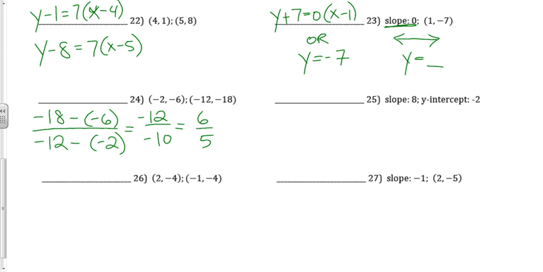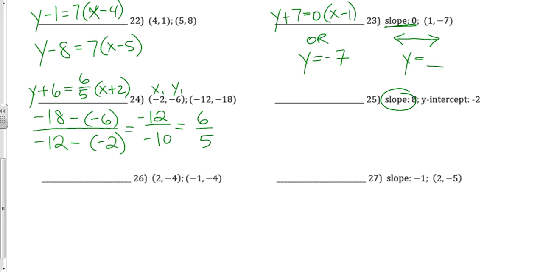And then when you write your equation, you're going to have y plus 6, and I'm using the first point here. Y plus 6 equals 6/5 times x plus 2. The reason you have pluses there, plus 6 and plus 2, is that you would be subtracting a negative 6 as y1 and a negative 2 as x1. You could also write it with the second point. You'd have y plus 18 equals 6/5 times x plus 12.